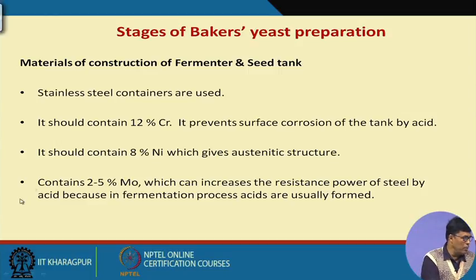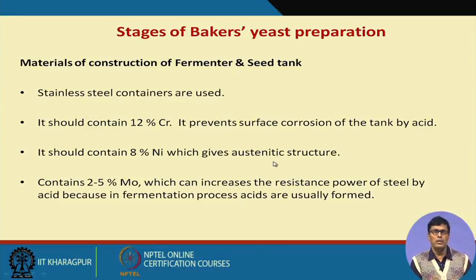so that the resistant property of the construction materials should develop. Now, here I have given you some instances. It should contain 12% of chromium, which prevents the surface corrosion of the tank by acid. It should contain 8% of nickel to give the austenitic structure.